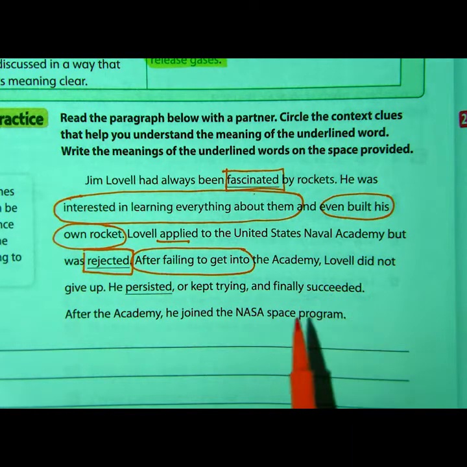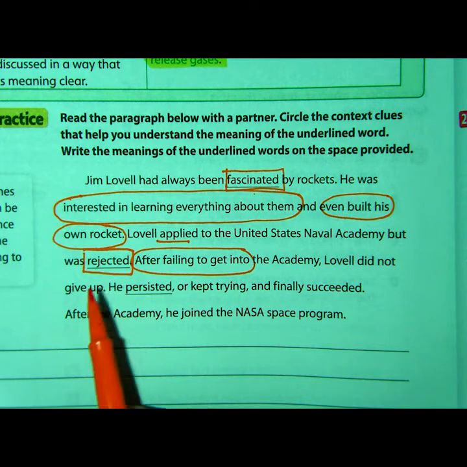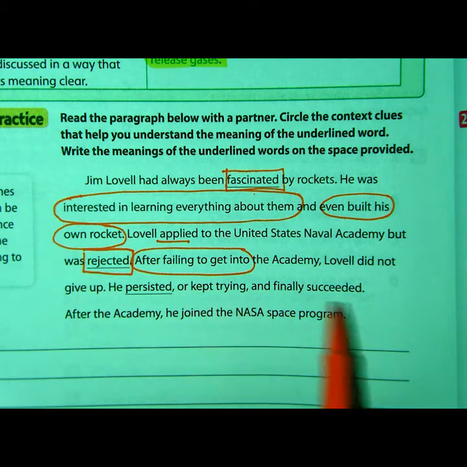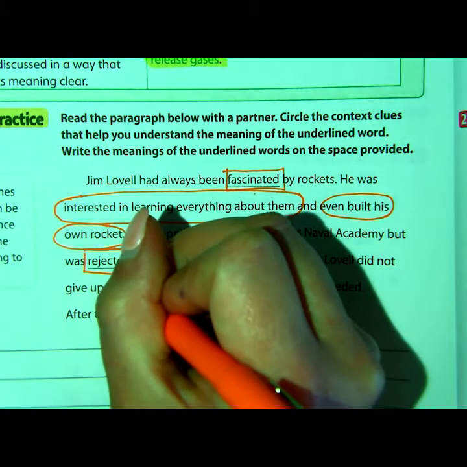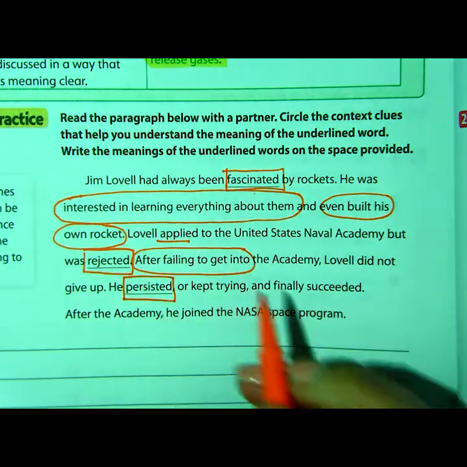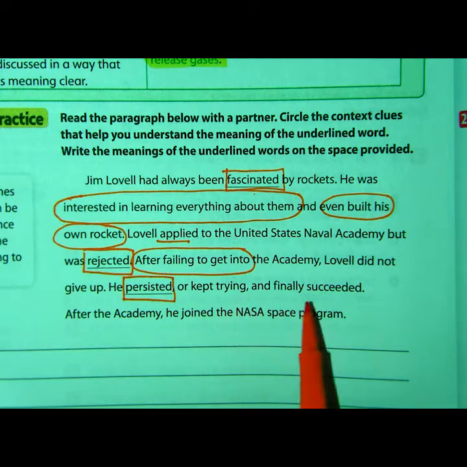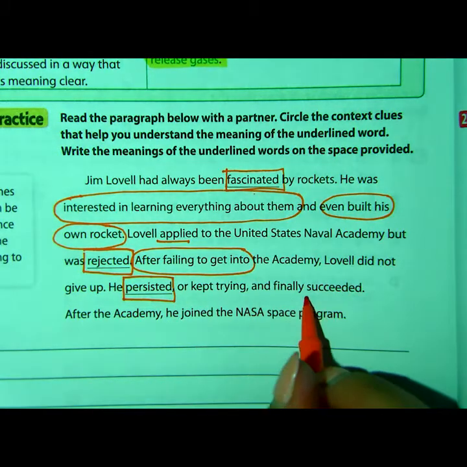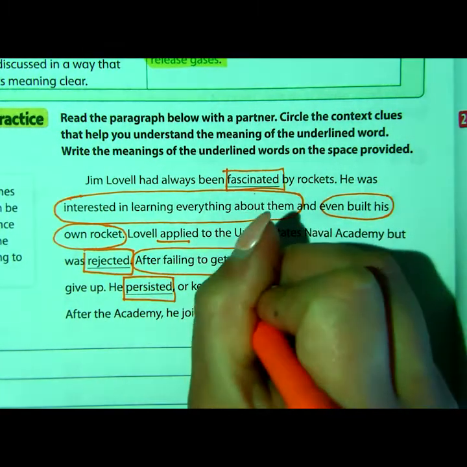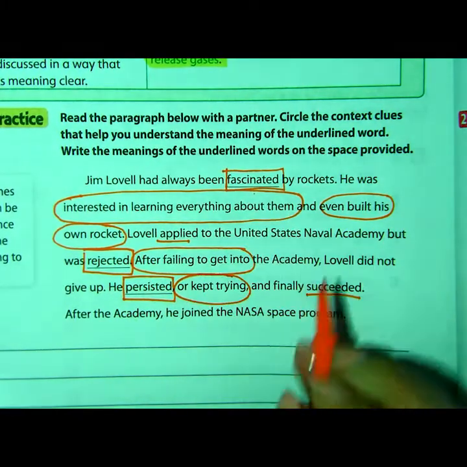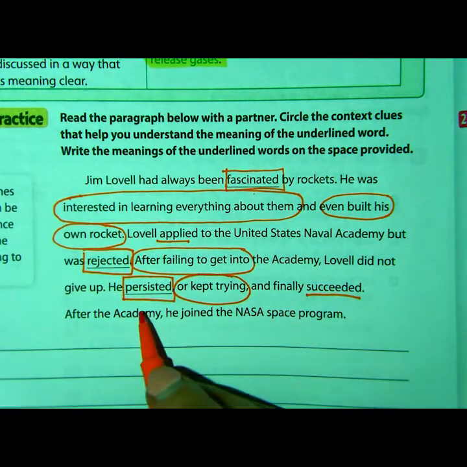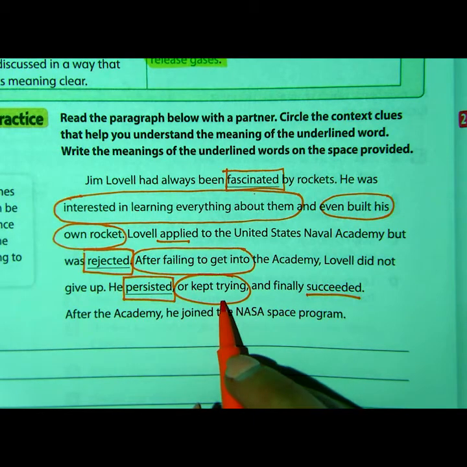Let's read the last two sentences. He persisted or kept trying and finally succeeded. After the academy, he joined the NASA space program. Well, persisted, I'm not really sure what that word means, but let me keep reading. Or kept trying and finally succeeded. Oh, well, succeeded means that he finally got in, or kept trying and finally succeeded. So persisted must mean that he kept trying. It's kind of like they gave me the definition right here or restated it.